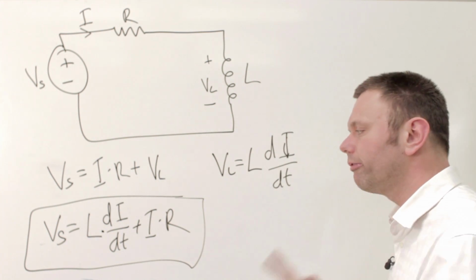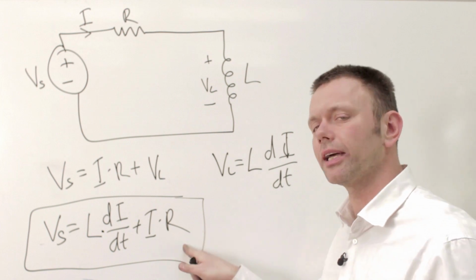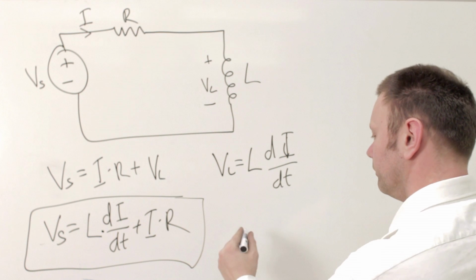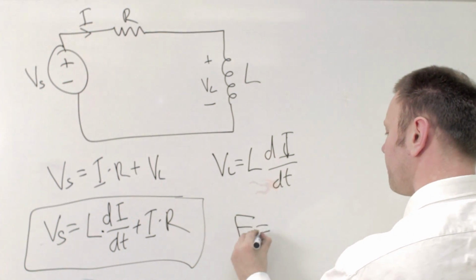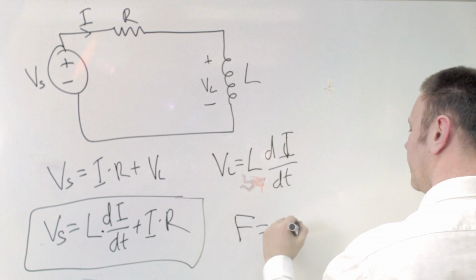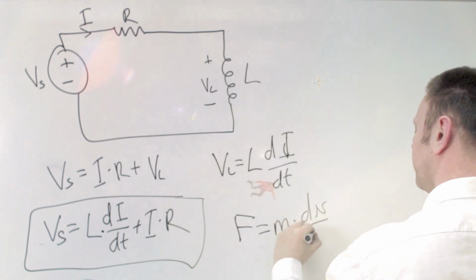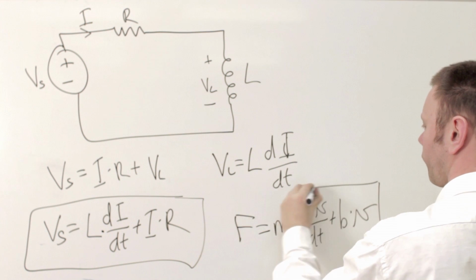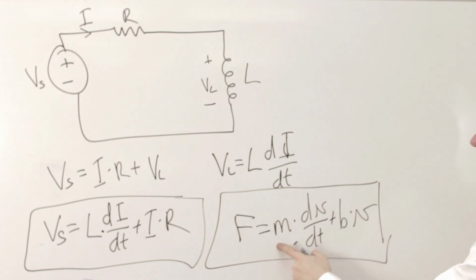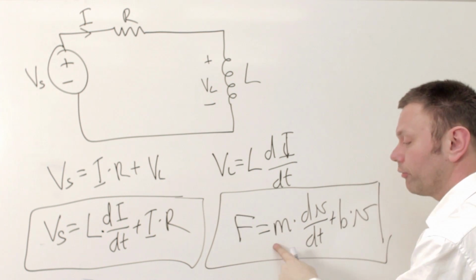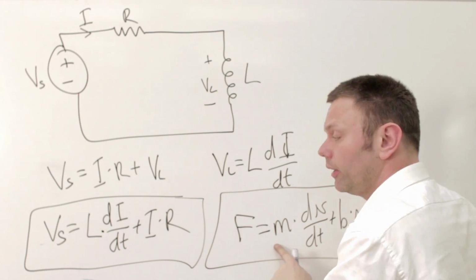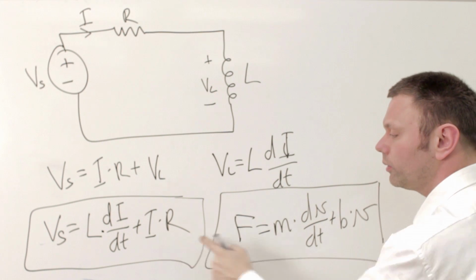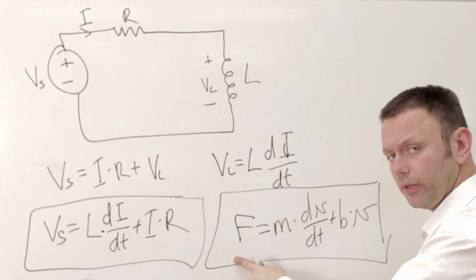Now this equation, Vs equals L di by dt plus IR, might look somewhat unfamiliar to you. However, you've seen the equation just like this one in the same form, but for a different type of system. So remember this, m times dV by dt plus B times V. This equation was the equation we derived for a man jumping out of the airplane, and this is the equation for a current inside the LR circuit.